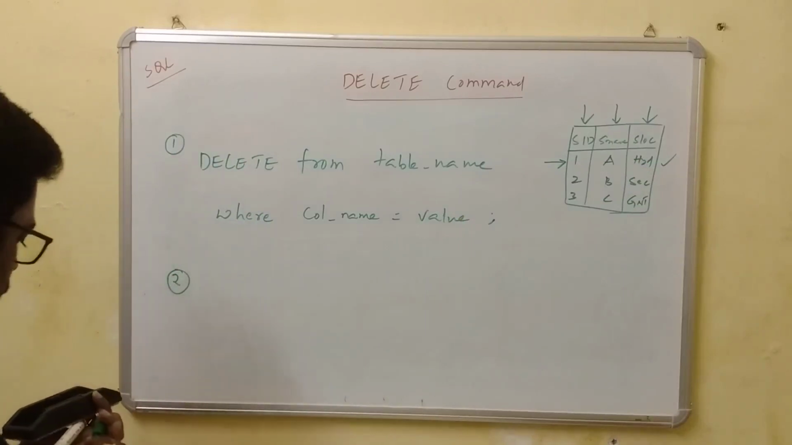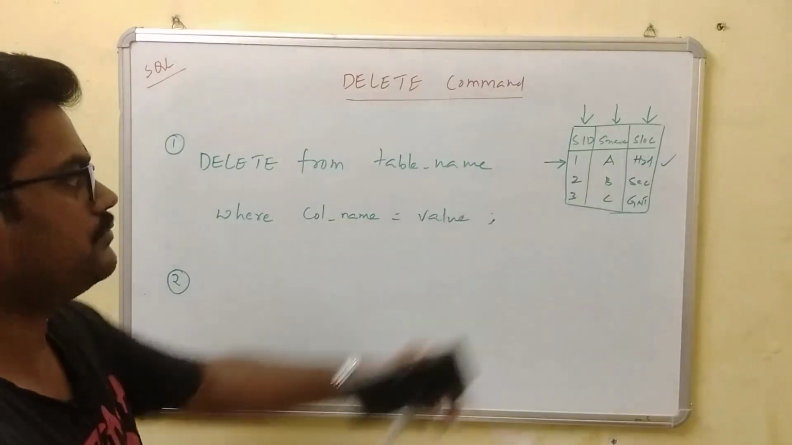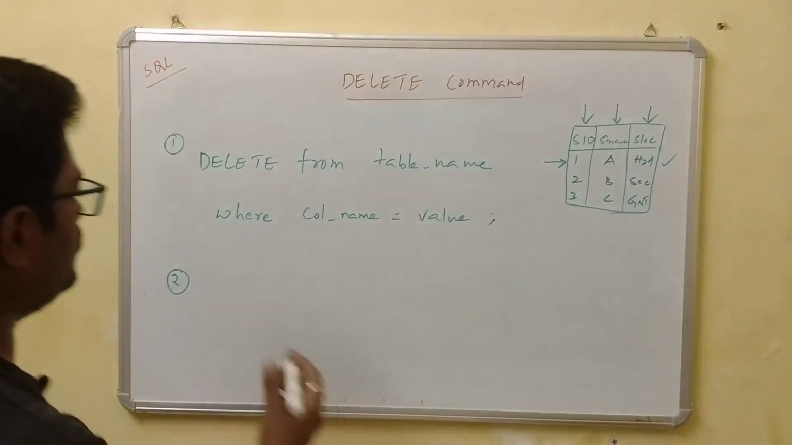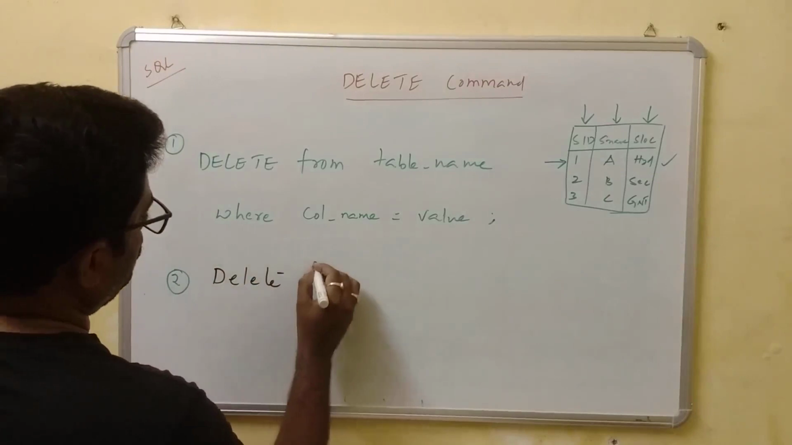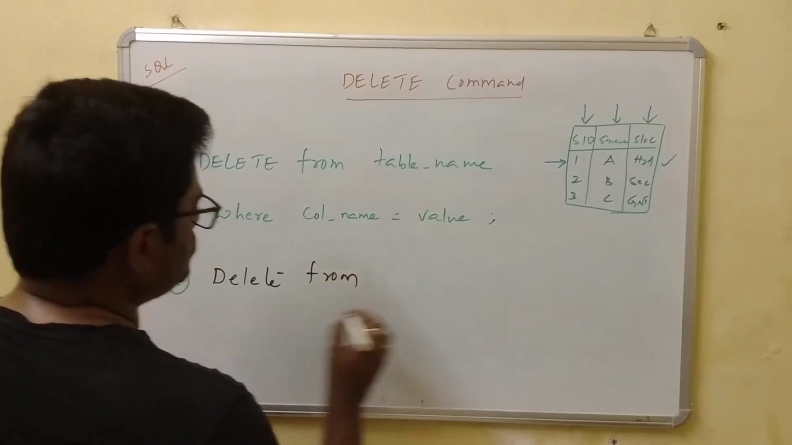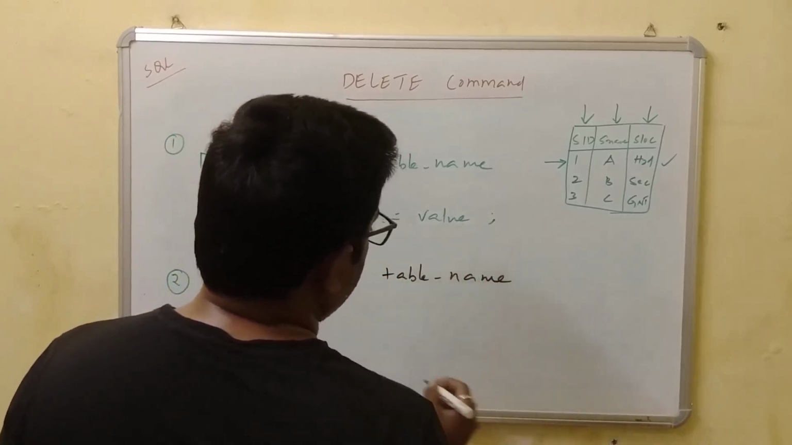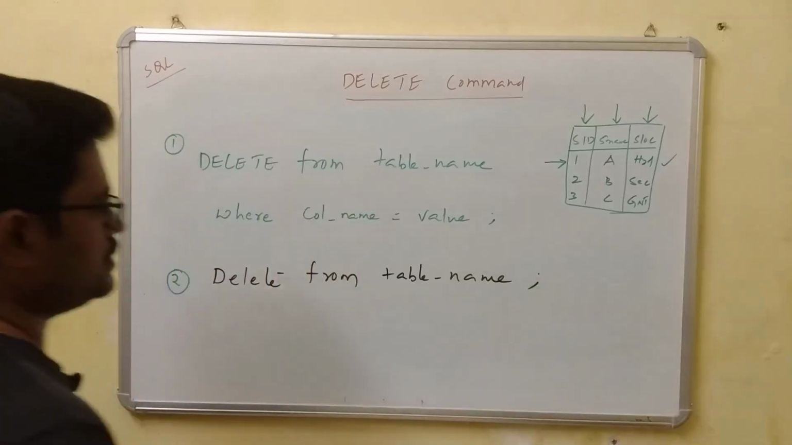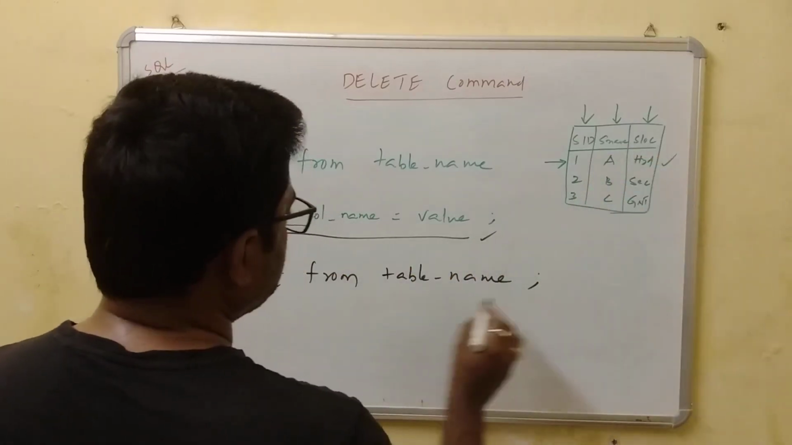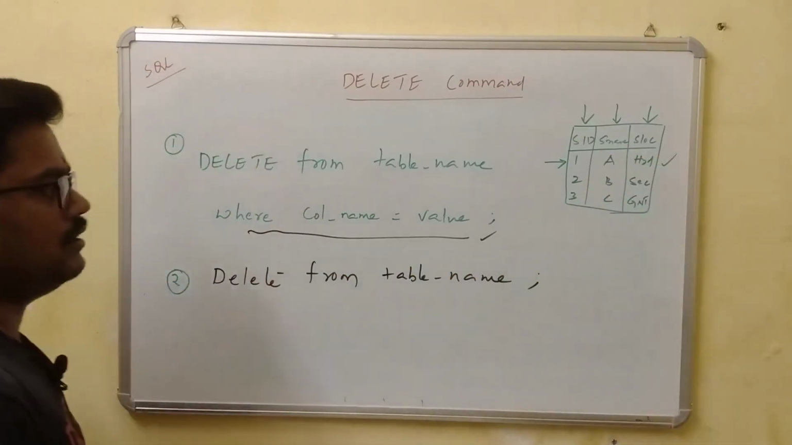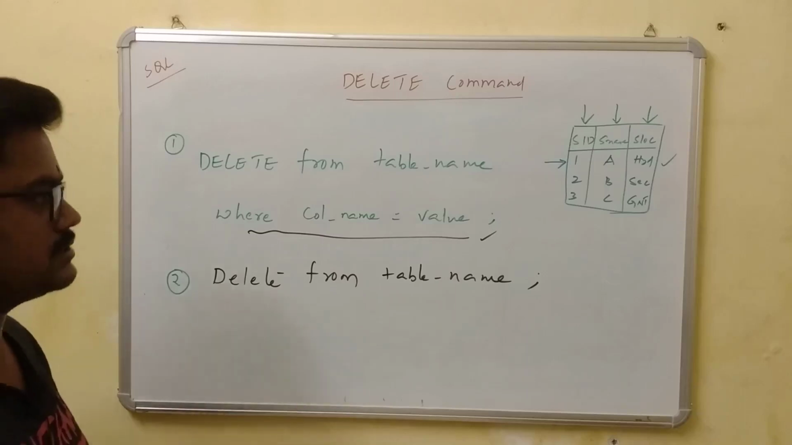The second way: if you want to delete all the rows, all the records available here, then we can go for another query. This is the syntax for deleting all rows at once. Delete from table name, that's it. We are not going to mention the where clause, so I am not specifying any particular record. Delete from table name, and all rows will be deleted. Okay, so this is about the syntax.